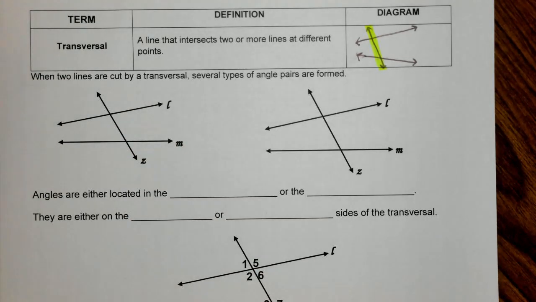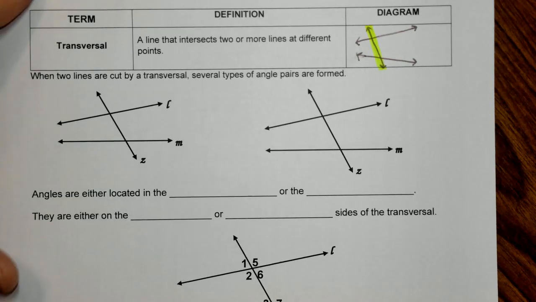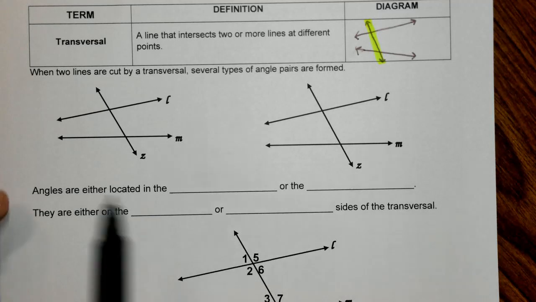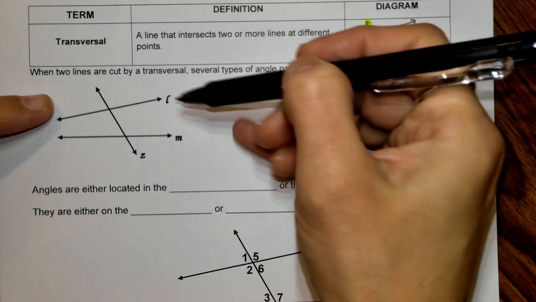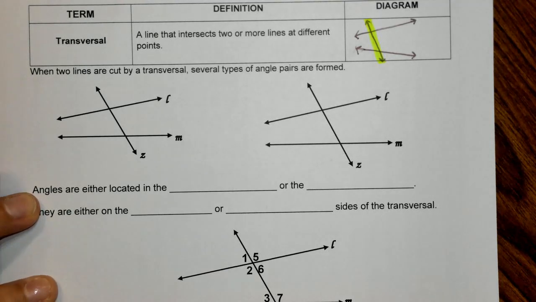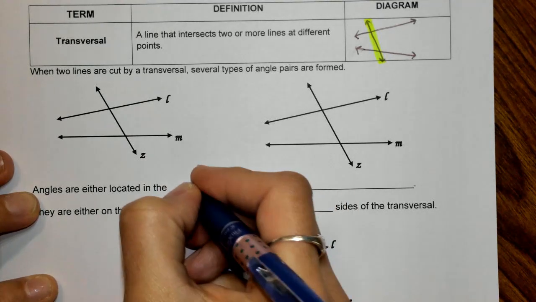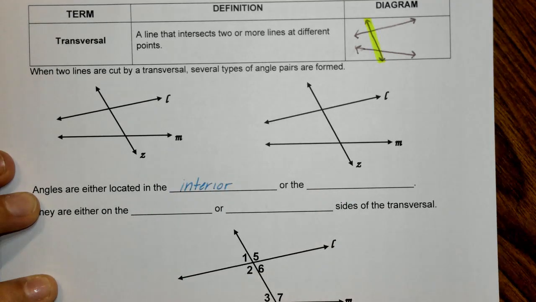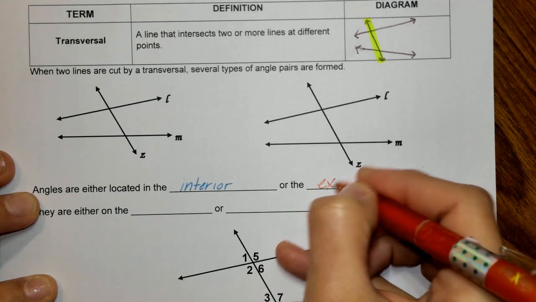Once we bring in this transversal cutting through 2 or more lines, we're going to have 7 more different kinds of angle pairs that are going to arrive. So first focusing on the lines L and M, the 2 lines that are being cut, your angles are either going to be formed on the interior of these 2 lines, or they're going to be formed on the exterior.